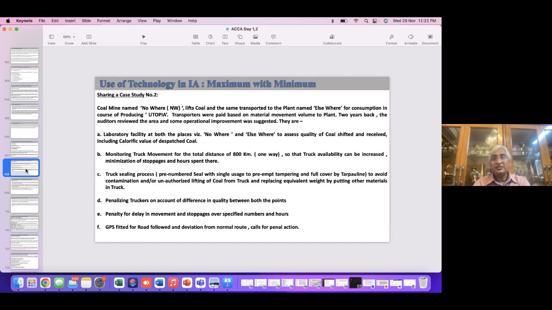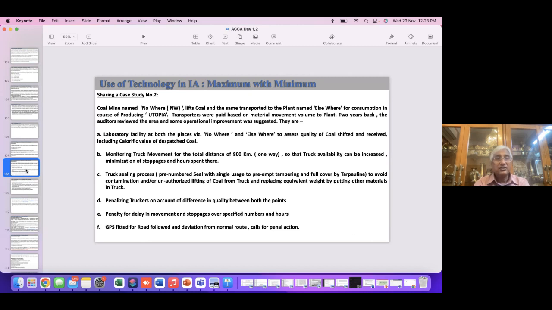There is another case, which I take due to time constraint. There may be many cases, but one or two I am just showcasing here, just to give an idea of such case studies, which may come in your examination, and how to handle those case studies. So case study number 2 is a coal mine named Nowhere, which lifts coal and transports it to the plant named Elsewhere for consumption in the course of producing Utopia. Utopia is an item.